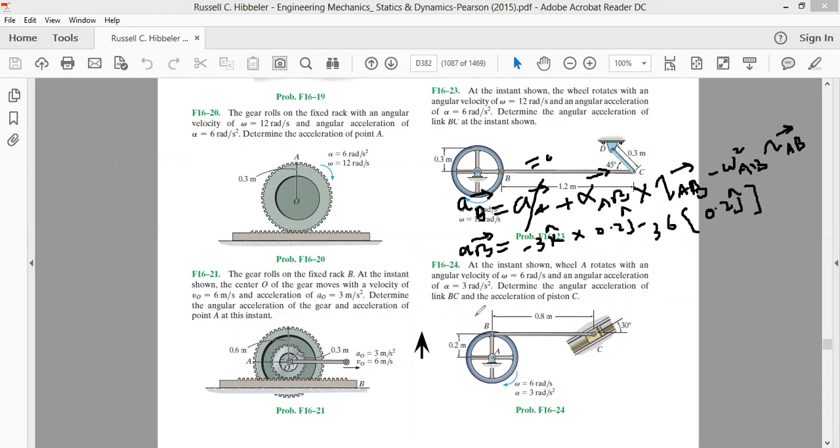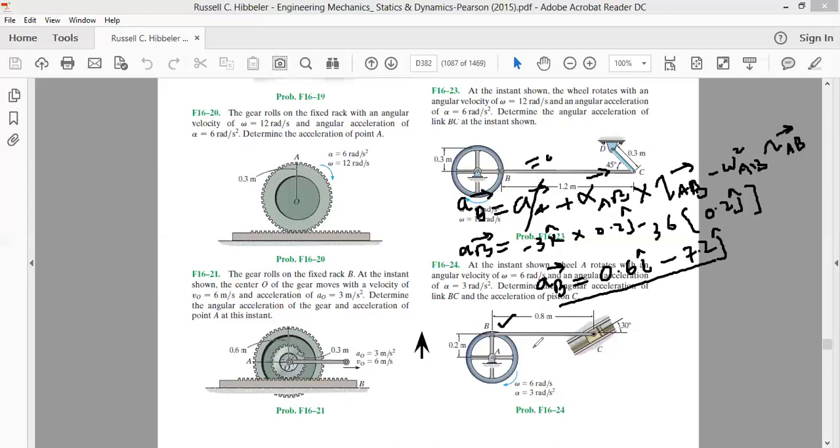Solve this for acceleration of B. 3 into 0.2 is 0.6. And k cross j is minus i, minus times minus is plus, so it is 0.6 i cap, and 36 into 0.2 is 7.2, so this is minus 7.2 j cap. This is the acceleration of point B. Now we will write acceleration of point C in terms of acceleration of point B. So how will we write it?